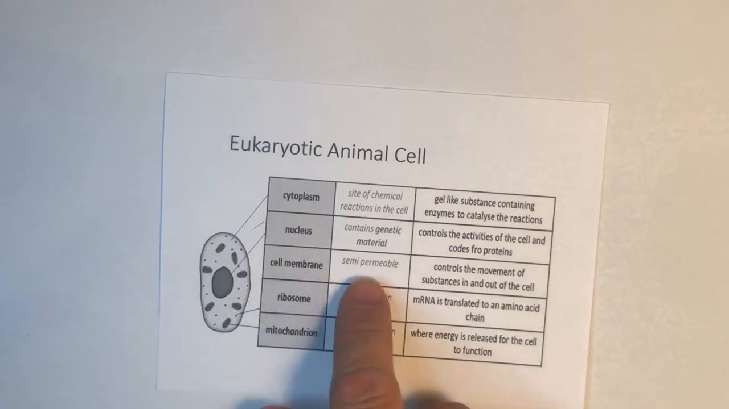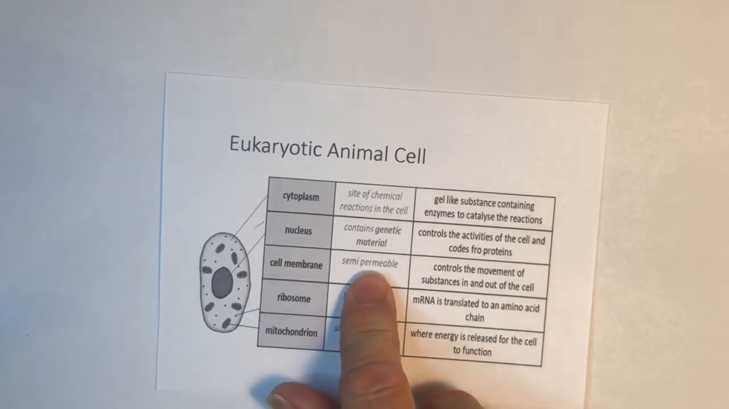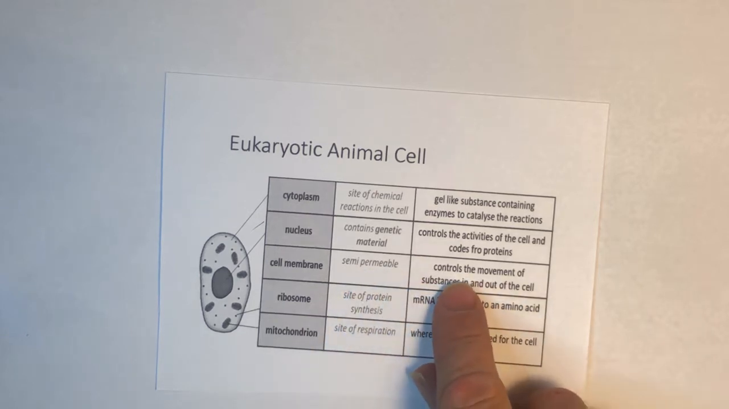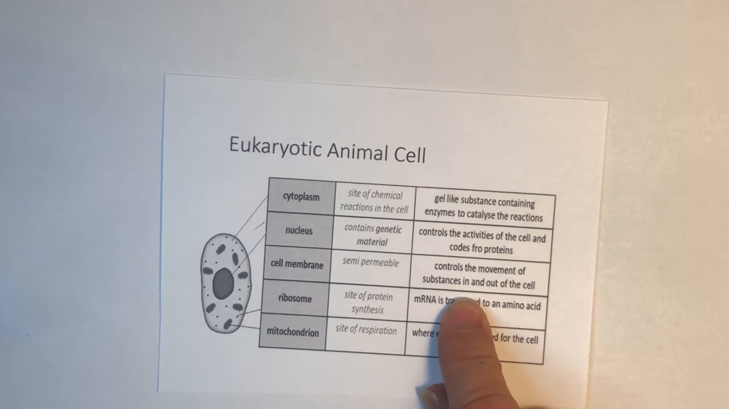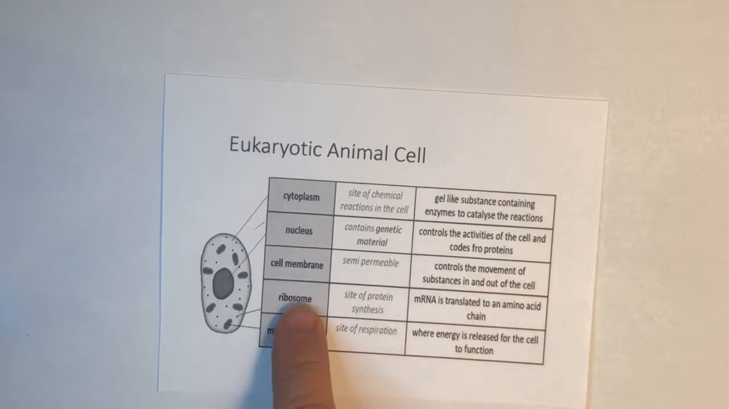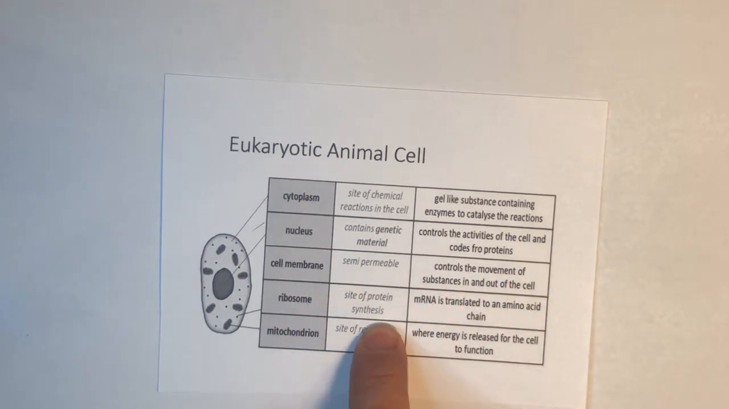The cell membrane is semi-permeable. Basically, that means it'll let some things in and stop other things going in, and vice versa. It controls the movement of substances in and out of the cell. The ribosome is the site for protein synthesis.